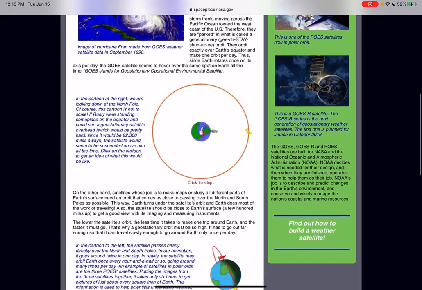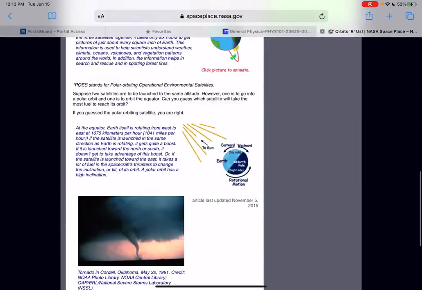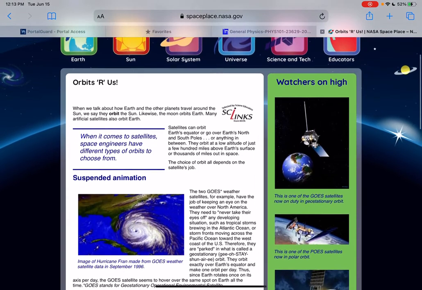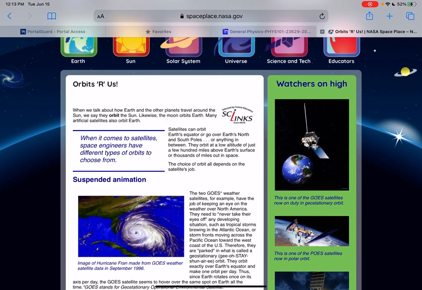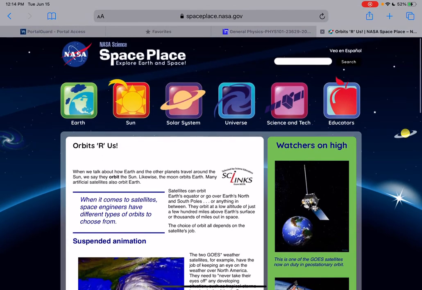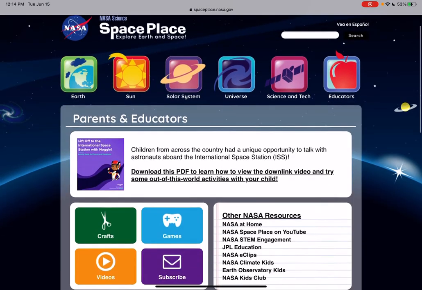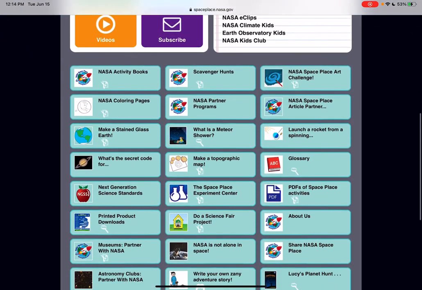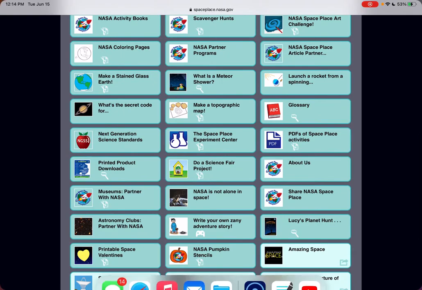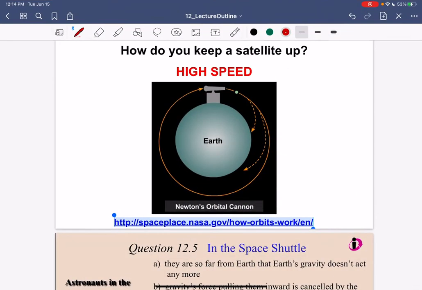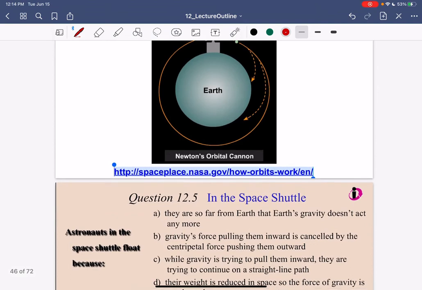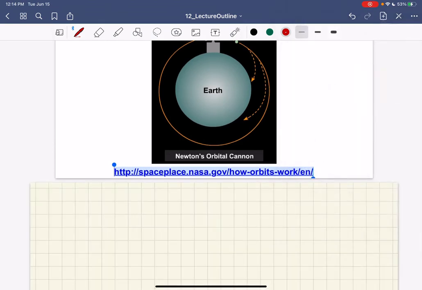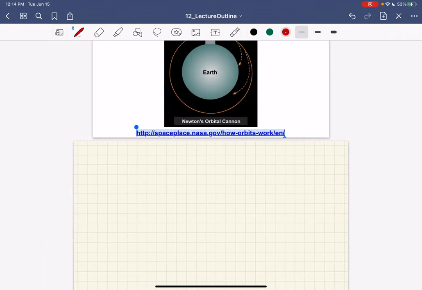Okay, this is, as I said, the geocentric thing. Let me explain this to you. This is all about the geo satellites here, and you can look at it. I like it. I could spend the whole time just looking at it, but let me go back to here and talk a little bit about what's going on with Newton's orbital cannon.